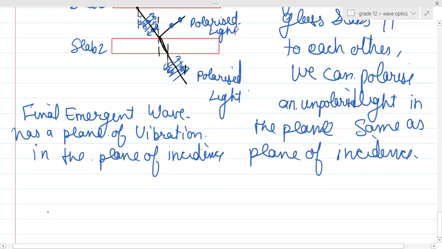Now there is something called polarization by double refraction as well, polarization by dichroism as well. So बहुत बहुत चीजें हैं, but अभी इतना वो नहीं है. We don't require that much in polarization. Last is polarization by scattering.